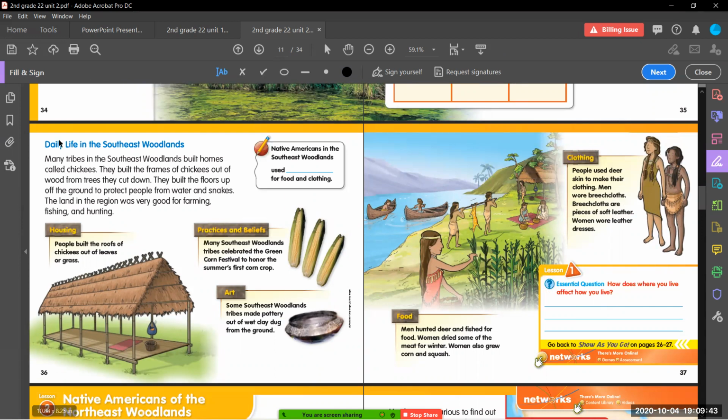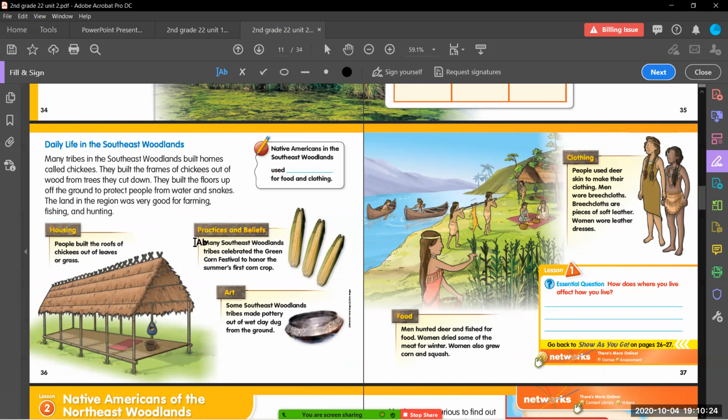Now this next section, the header is called Daily Life in the Southeast Woodlands. Many tribes in the Southeast Woodlands built homes called chickees. They built the frames of chickees out of wood from trees that they cut down. They built the floors up off the ground to protect people from water and snakes. The land in the region was very good for farming, fishing, and hunting. So there's a lot of important information right here. And over here, we've got our diagram of what a chickee looked like. And under our heading that says housing, it says people built their roofs of chickees out of leaves and grass.